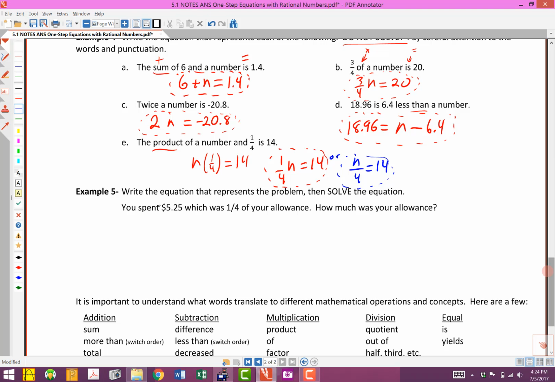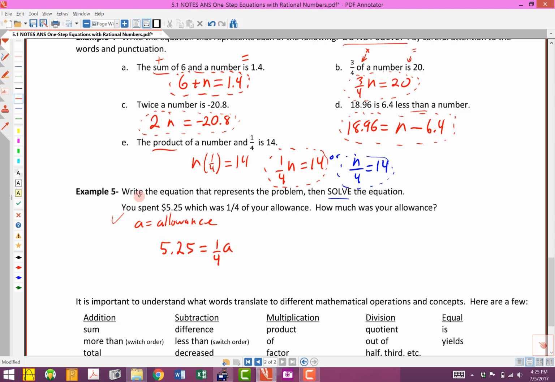The next one says, write an equation that represents the problem, then solve. So we actually have to go through and solve this equation. So it says you spent $5.25, which was 1/4 of your allowance. How much was your allowance? So here's the question. We don't know how much the allowance is, so I'm going to use A for allowance. And then remember, the word "of" means multiply. So this is going to be 1/4 of your allowance, 1/4 times your allowance. So $5.25 is 1/4 of your allowance.